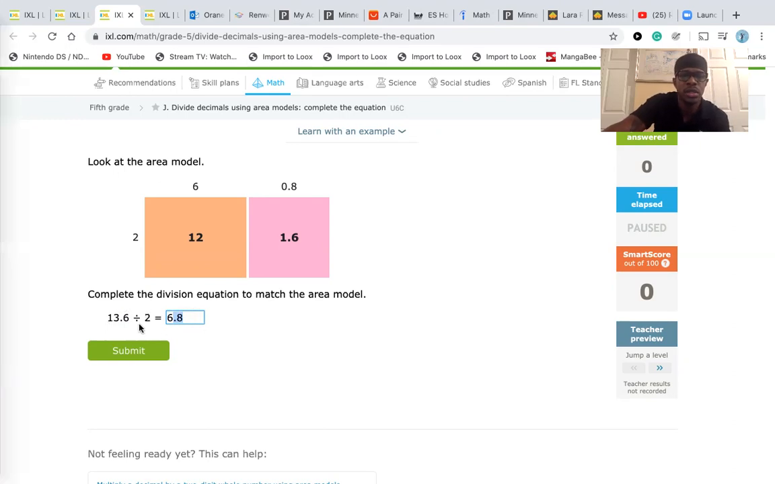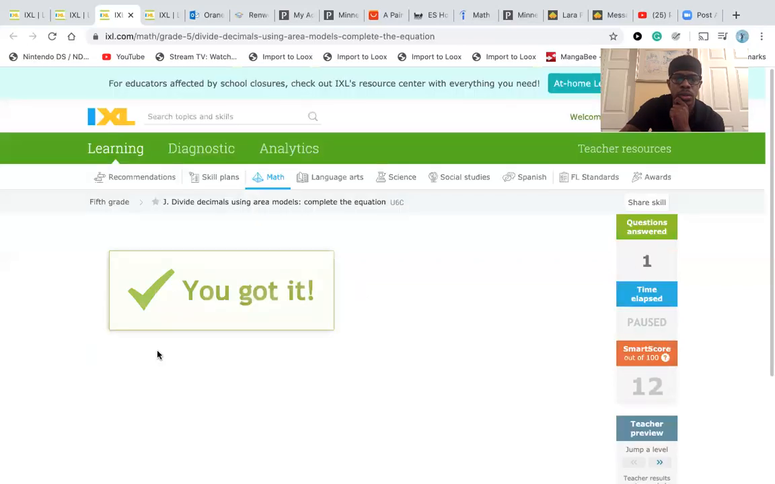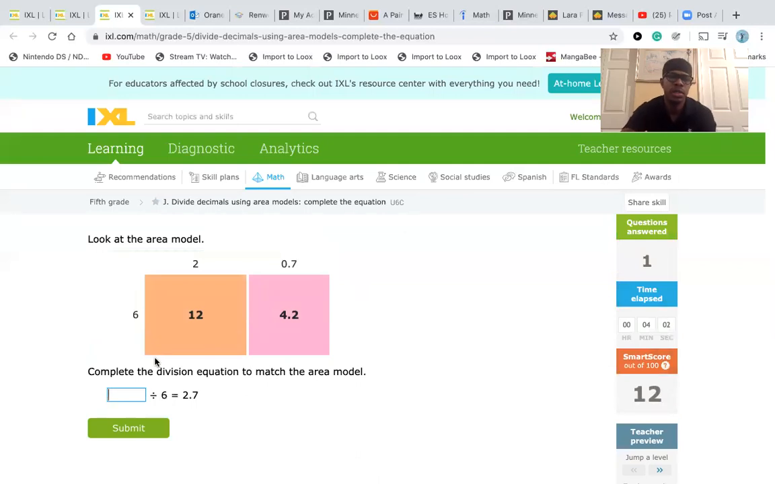So anytime you see a division equation like this, what it's doing is, if you do the opposite, so 13.6 divided by 2 is equal to 6.8, we can flip that to say 6.8 times 2 is equal to 13.6. With area model, it's showing you how you can multiply 2 factors to get your product. And it's just showing us a different way we can actually divide to get our answer. So let's put 6.8 and see what we get. All right, awesome. So let's look at this one.